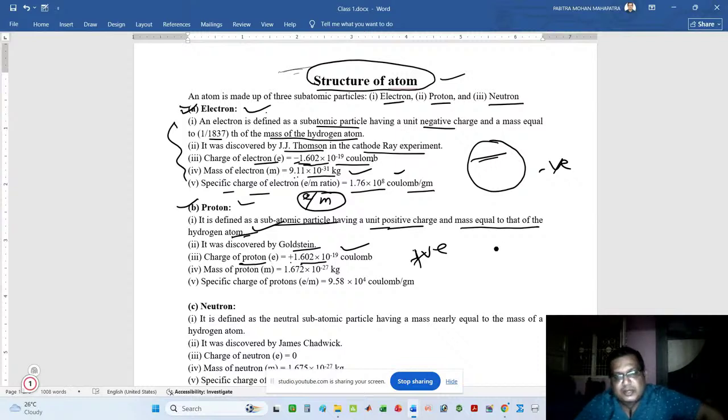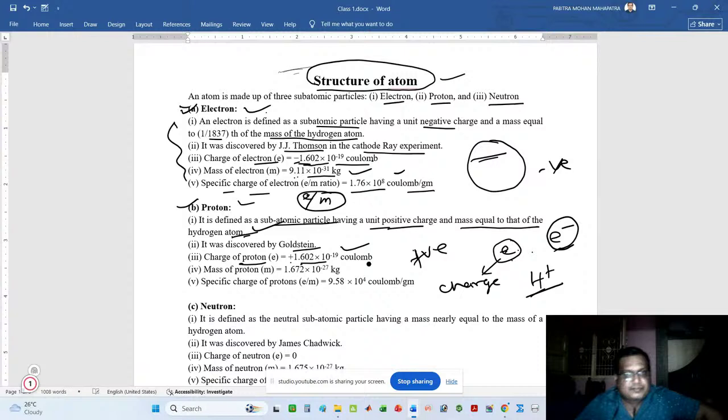The charge of any subatomic particle is denoted by e. Don't think that e means electron. The electron is denoted by e minus, and the proton is denoted by H plus. So e indicates a charge. So the charge of a proton, e, is equal to plus 1.602 into 10 to the minus 19 coulomb.